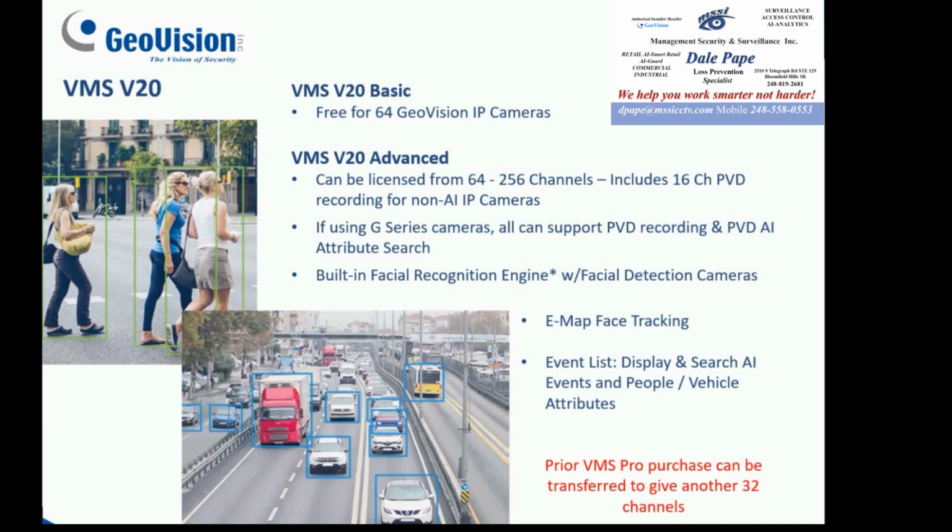One of those being EMAP face tracking. We have had the EMAP feature for a while. We've enhanced it even further, so that if you have multiple facial recognition cameras throughout your facility, you'll be able to see the path that a person travels throughout that facility illustrated on the map in real time as that person is moving throughout the facility.